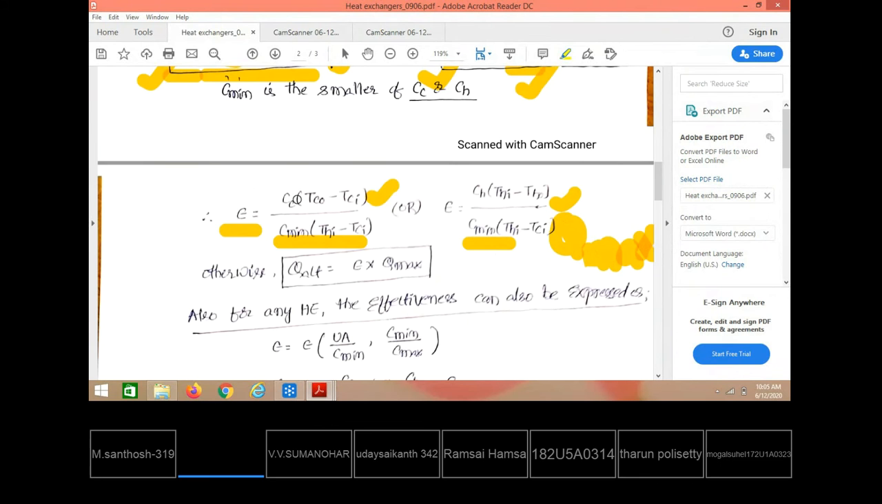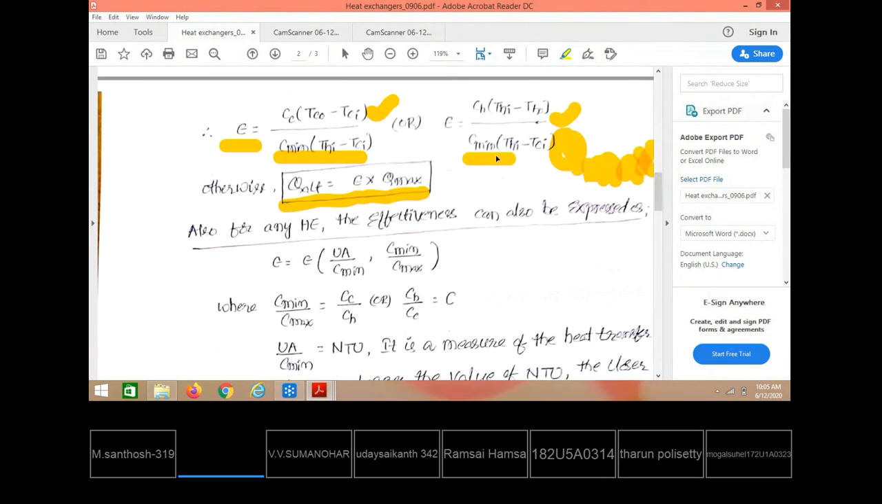Q actual based on cold fluid is like this. Q actual based on hot fluid is taken like this. So from there, Q actual is calculated as effectiveness times Q maximum. So for a heat exchanger, what is Q maximum? This is the only equation we can take. So just by knowing the effectiveness value, Q actual can be calculated.